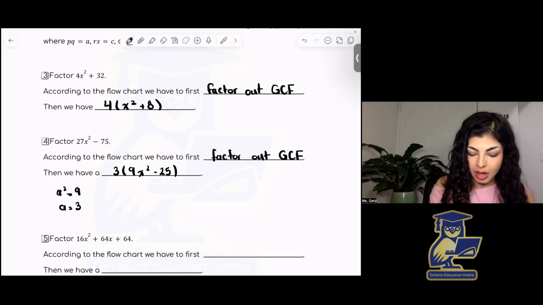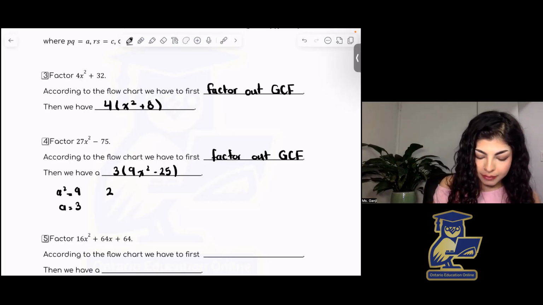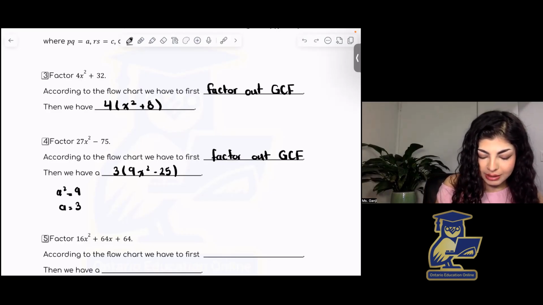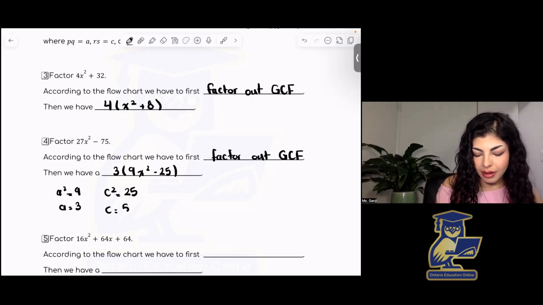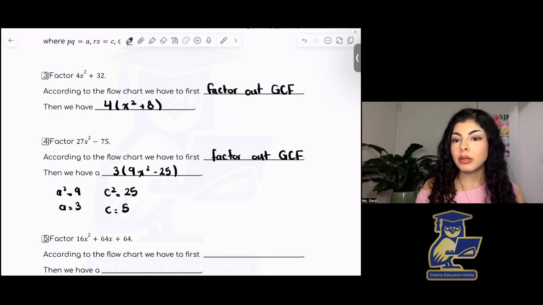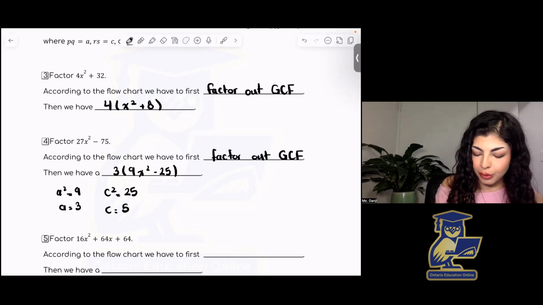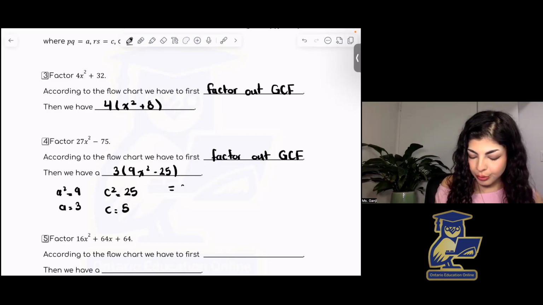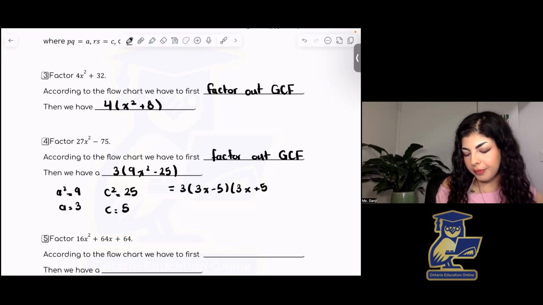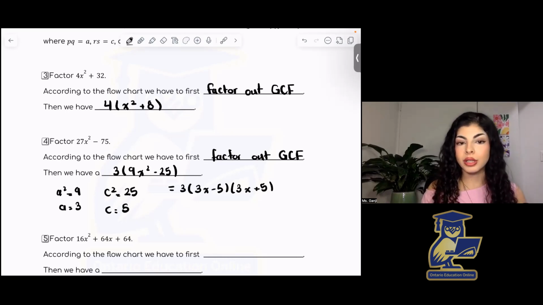That works. Now, we also need c squared to equal 25. And c would be 5. So that also works. So we could do the difference of squares. And if you follow the formula for that, you will get that this equals 3x minus 5, 3x plus 5. And that would be our factored form for this expression.